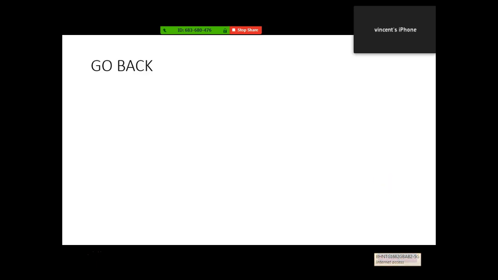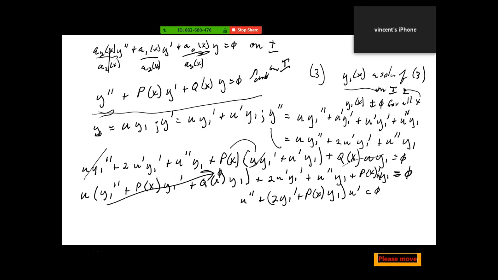Okay. Now let's make sure I'm in the same place that they are. Well, I can't see anything because the screen disappeared. So u double prime, I've left off my y1 here. Okay, sorry about that. U double prime y1, they write y1 u double prime, doesn't matter, plus 2y1 prime plus p y1 times u prime is equal to 0.